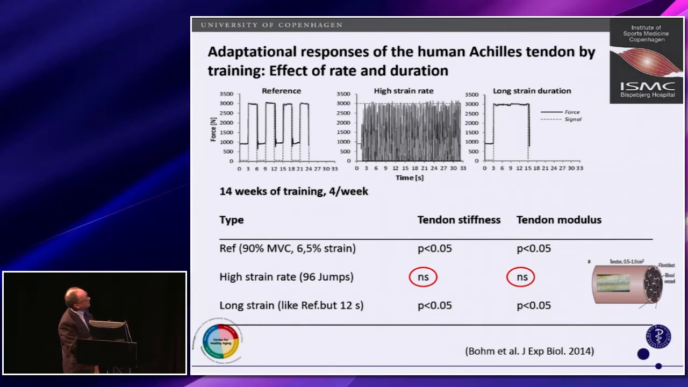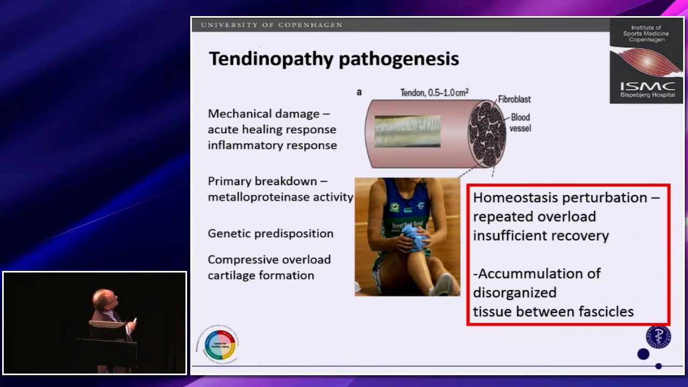That's probably because the viscoelastic components make sure that if you do very rapid contractions, you don't get the strain on the tendon. And therefore, maybe in a diseased state, you will not touch the area that is really tendinopathic, which is really what caused the problem in the first place. So to end up here with the tendon pathogenesis, we are not quite there yet. In the old days, most people believed in the idea that it was a mechanical damage.